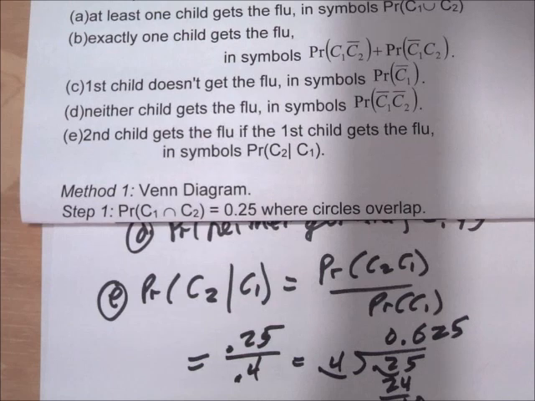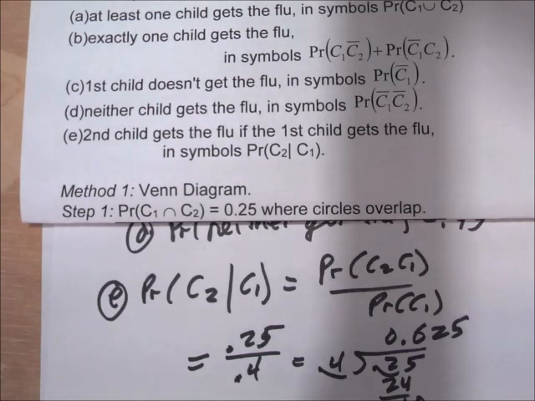So that's the conditional probability, and it kind of makes sense. Initially each child has a 40% chance of getting the flu. But if their sibling gets the flu, then all of a sudden their chances of getting it go up to over 60%. That makes sense because flu is contagious. One would expect that if somebody in your household gets the flu, then your chances of getting the flu would increase.